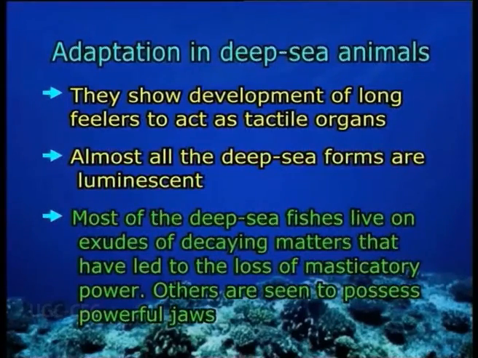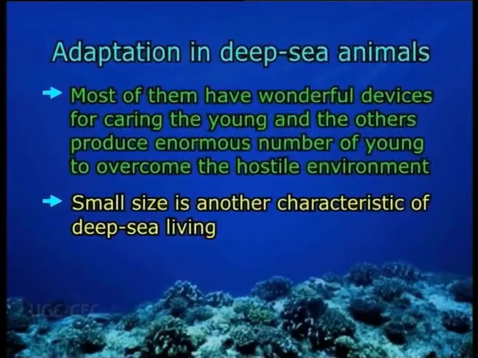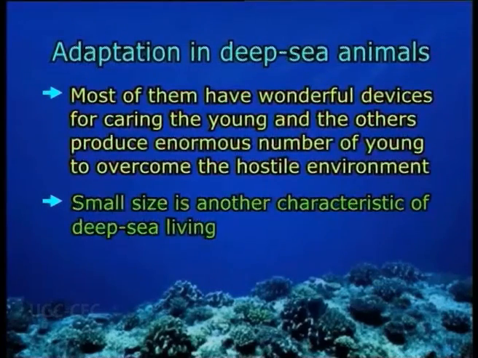Most of the deep sea fishes live on exudes of decaying matter, which has led to the loss of masticatory power. Others are seen to possess powerful jaws. Most of them have wonderful devices for carrying the young, and the others produce an enormous number of young to overcome the hostile environment. Small size is another characteristic of deep sea living.